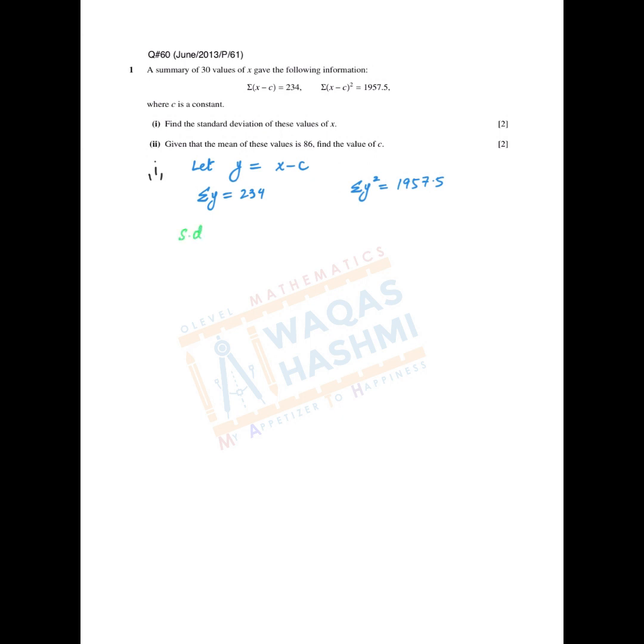For the standard deviation, we need to apply a working formula here. So standard deviation is equal to under root of summation of y square divided by n minus summation of y divided by n and whole square. We have the values of these two, so we can place the values here. Summation of y square is 1957.5 divided by n, which is given as 30, minus summation of y that is equal to 234 divided by n is 30 and whole square. Simplify it and you will get the value of standard deviation, that is equal to 2.1. That is your first part answer.